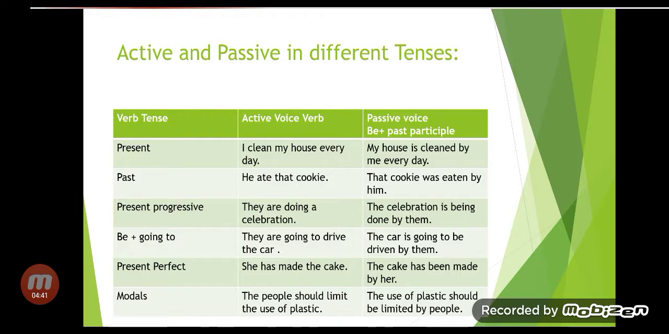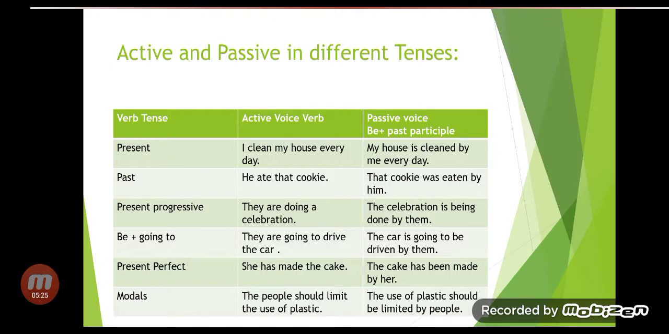Another tense is past. He ate that cookie. When we convert it into passive voice, it would be: that cookie was eaten by him. Right? We would be changing it according to the tense. In both the sentences, one thing that is in common is the third form of the verb. Whenever we convert a sentence into passive voice, it would always be with the third form of the verb, and that is certain. You have to keep that in mind.